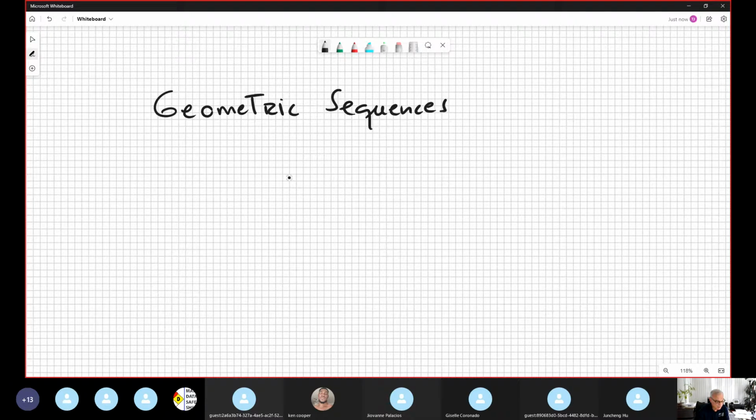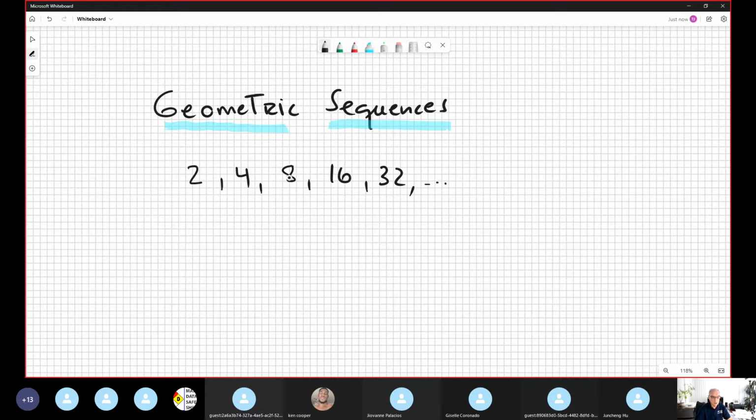A geometric sequence is, for example, 2, 4, 8, 16, 32. If you subtract because you believe it is an arithmetic sequence, 4 minus 2 is 2, 8 minus 4 is 4. There is no common difference. However, we have a common ratio.